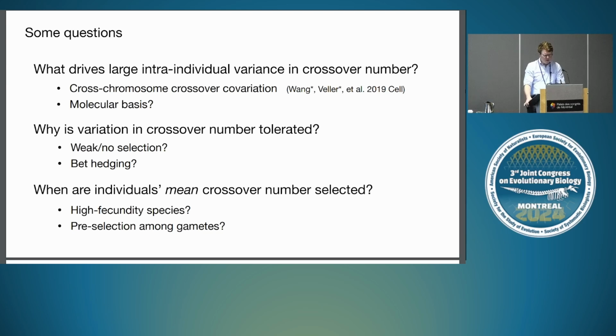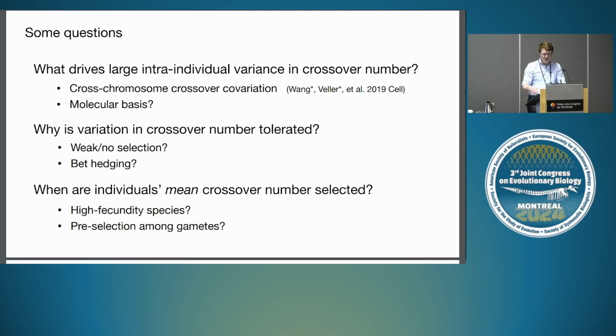A second question: why does selection tolerate this enormous intra-individual variation in crossover number? As I've argued, it substantially reduces the heritability and therefore impedes the response to selection. If crossover number is under stabilizing selection within populations, as it's very often claimed to be, then this variation is intrinsically deleterious. So why is it tolerated? Well, maybe selection on crossover number is very weak. Provocatively, maybe there's no selection on crossover number except subject to certain physical constraints. Perhaps there are adaptive explanations for this variation.